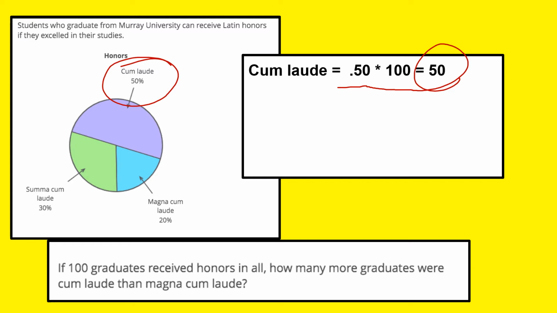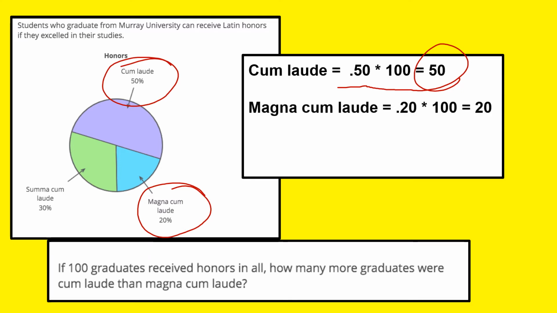Also, we look at the graph and we see that 20% of the students graduated magna cum laude. So 0.20 times 100 is equal to 20. So that tells us that 20% of the students is 20 students. Now we can answer the question, how many more graduates were cum laude than magna cum laude? We take the number 50, subtract 20, and we get 30 students. 30 more graduates were cum laude than magna cum laude.